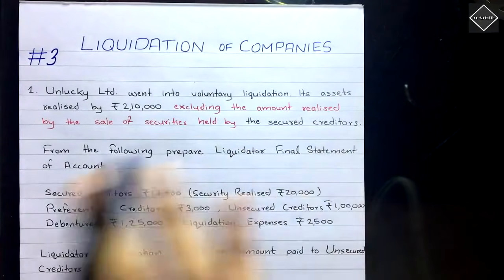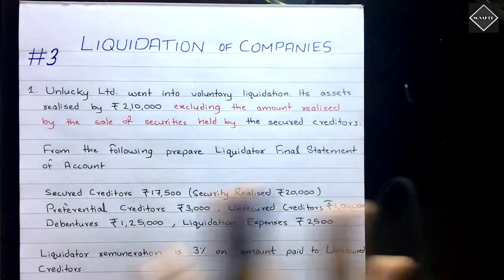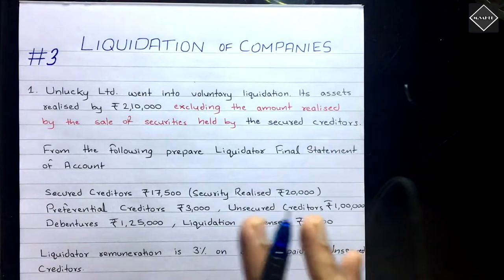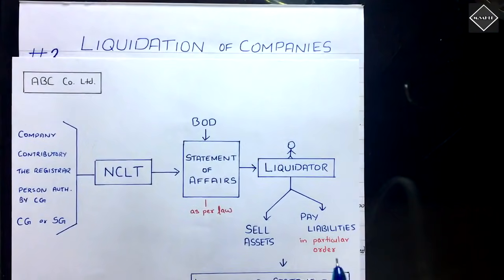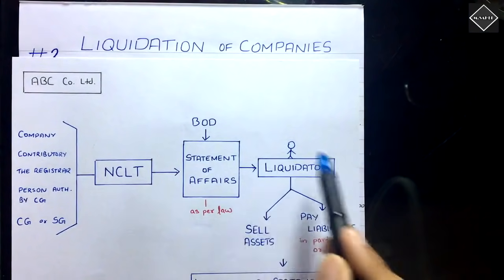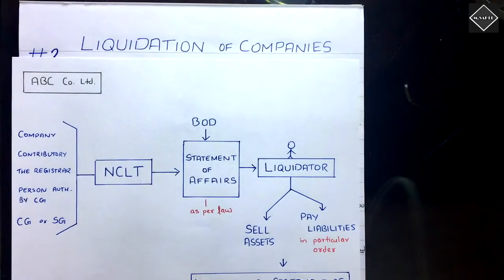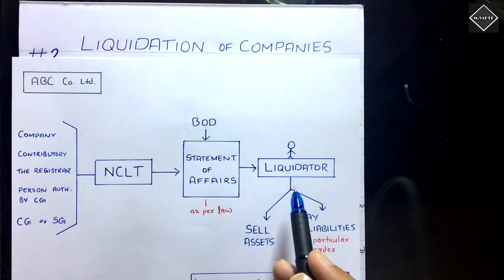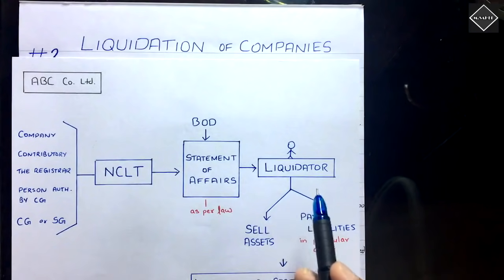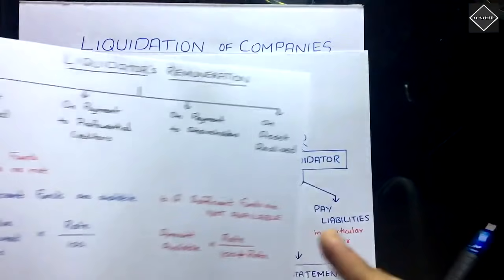These problems are of 4, 5 or 6 marks depending upon the universities, and they are simple problems. Here we are going to focus on the liquidator's remuneration. What is that? See, this is a liquidator, the person appointed by the tribunal or the company. He will carry on the liquidation process, and of course he will not work for free, he will charge something. He will be paid some commission. That is called liquidator's remuneration.